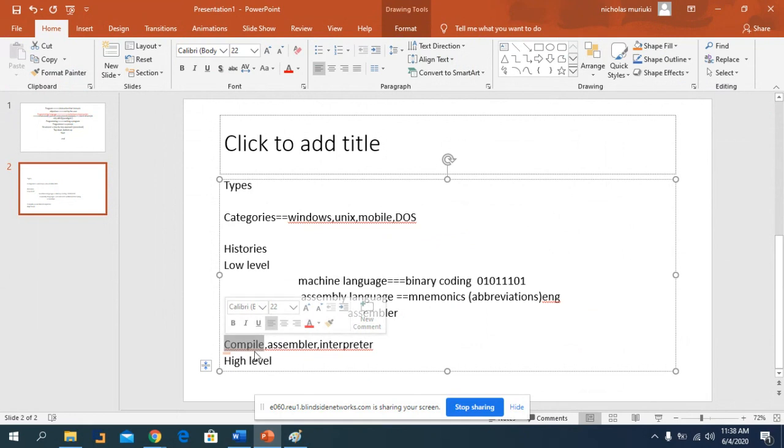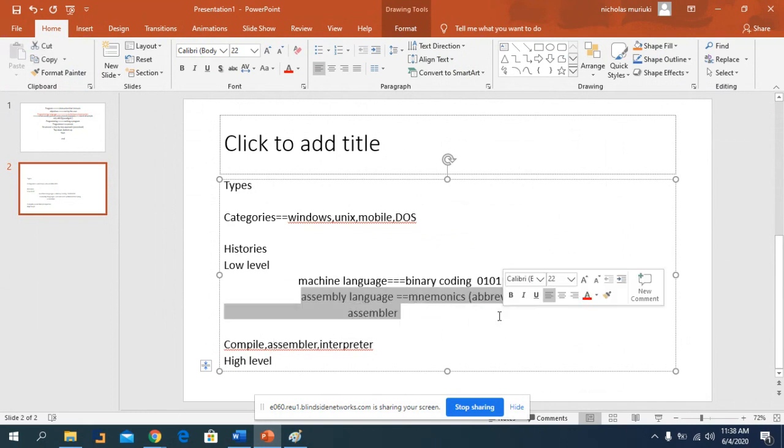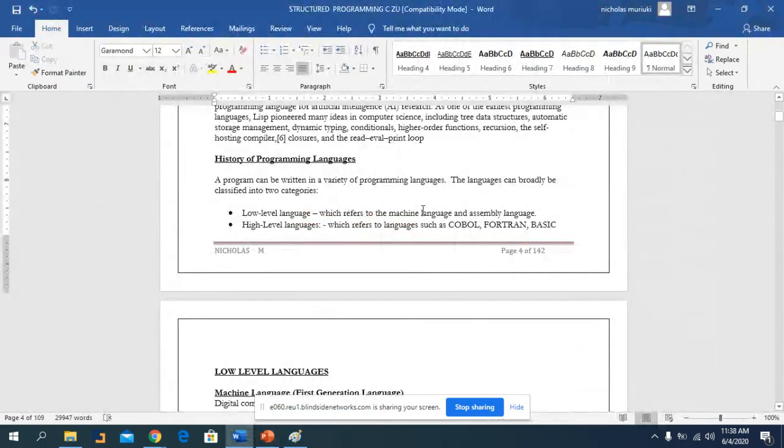So in this case, the computer is able to understand the program, and here it's still understandable, but here it's very hard for a computer to understand. So you need an assembler to assemble the languages together, written in mnemonics, and then interpret them in a manner that the user will be able to understand. So that's why we are saying low level refers to machine language and assembly language. I think I have explained that.